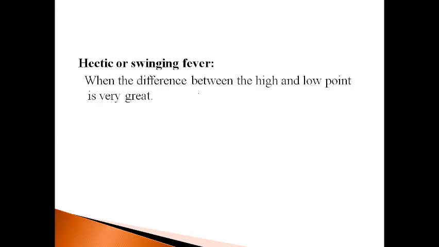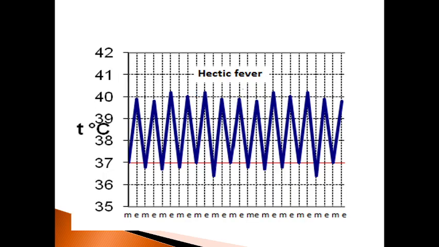Hectic or swinging fever is when the difference between the high and low point is very great. So this hectic fever graph looks like this. There is a high temperature and here is a low temperature.